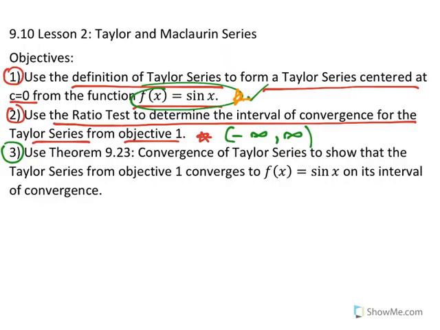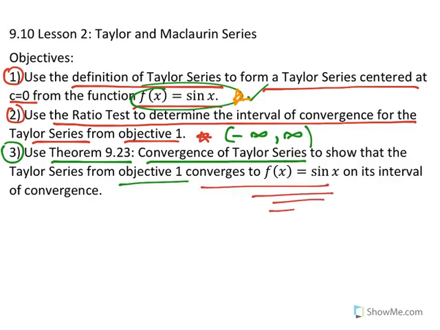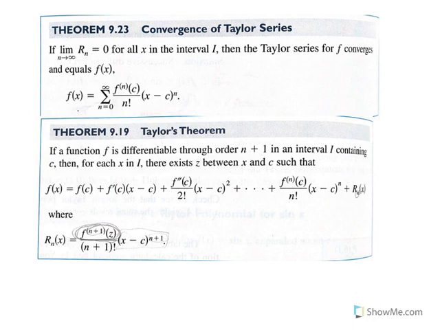Here is how we're going to know. We're going to use Theorem 9.23, which is about convergence of Taylor series, to show that the Taylor series derived from a function, such as what we did yesterday, will in fact converge to the function from which it was derived on its interval of convergence rather than some other function. So we take a look at Theorem 9.23, convergence of Taylor series.